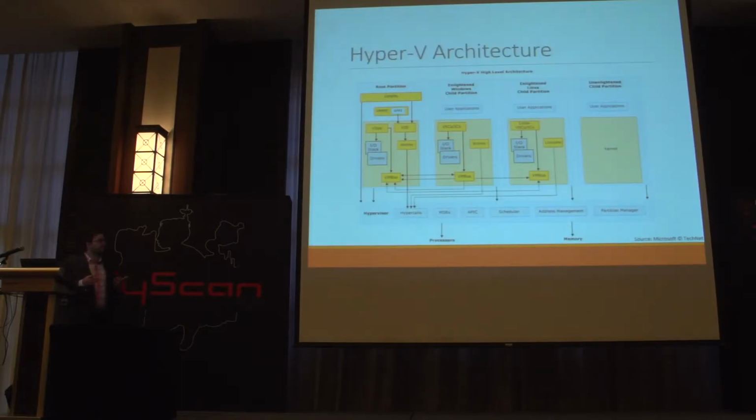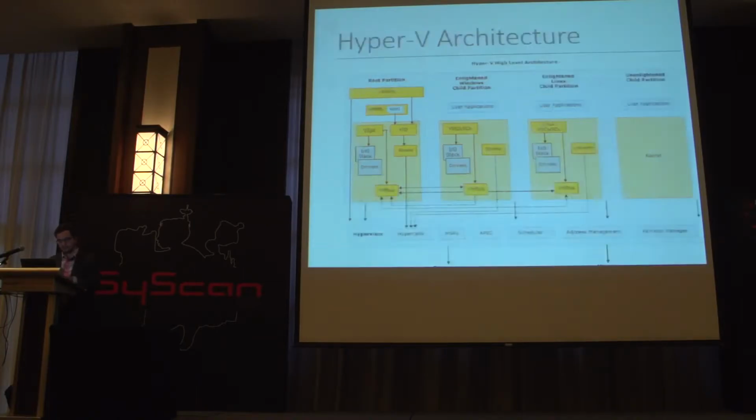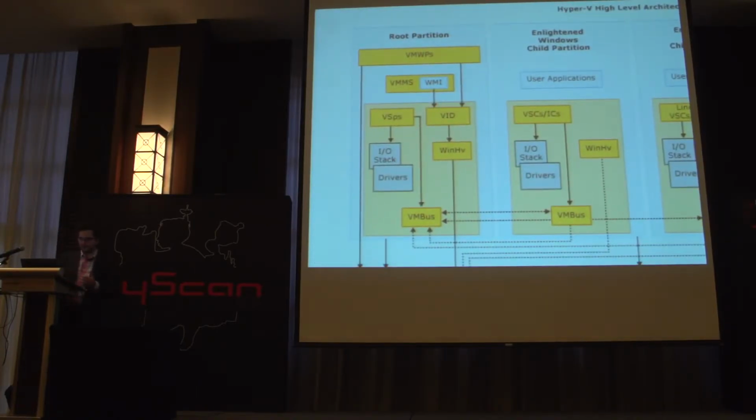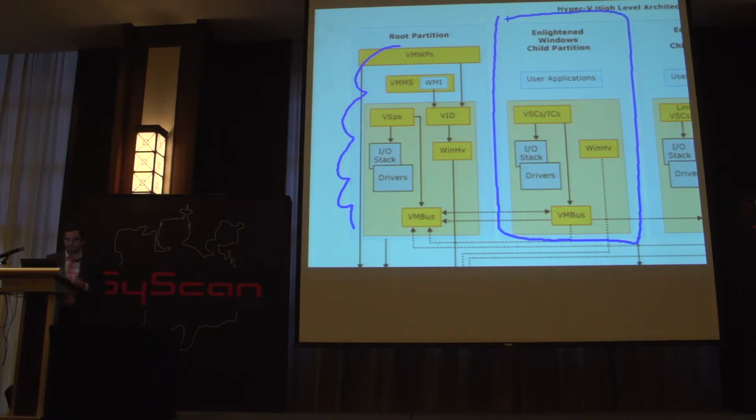So basically, that's a high-level picture from Microsoft, from TechNet, as to how the whole thing looks. Your root partition is where you have the entire virtualization stack, and then you have your child partitions. Now, when the child partitions are enlightened, it means that they have what are called VSCs, and we'll talk about those. VSCs are basically what emulate devices, and they can talk to something called the VM bus, which is the virtual machine bus. And the VM bus can talk to the root partition, which will then talk to the VSPs.